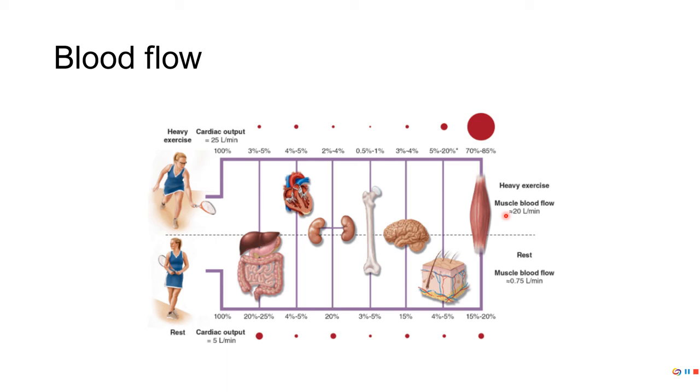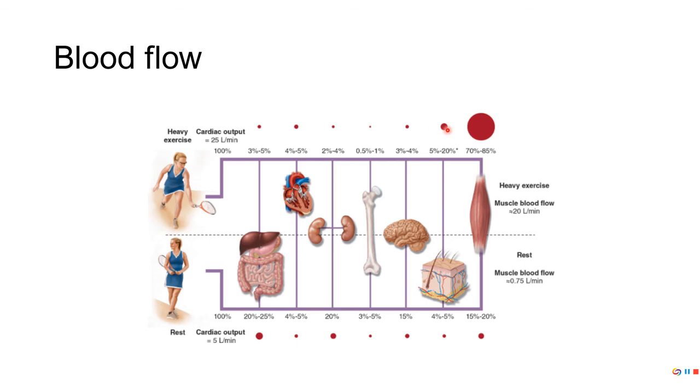Okay, so notice though that most everywhere else decreases, right? So you look at the relative size of the circles. Our digestive area decreases, heart increases a little bit, kidneys decrease, bone decreases, brain stays constant, maybe drops a tiny bit, skin increases a little bit.